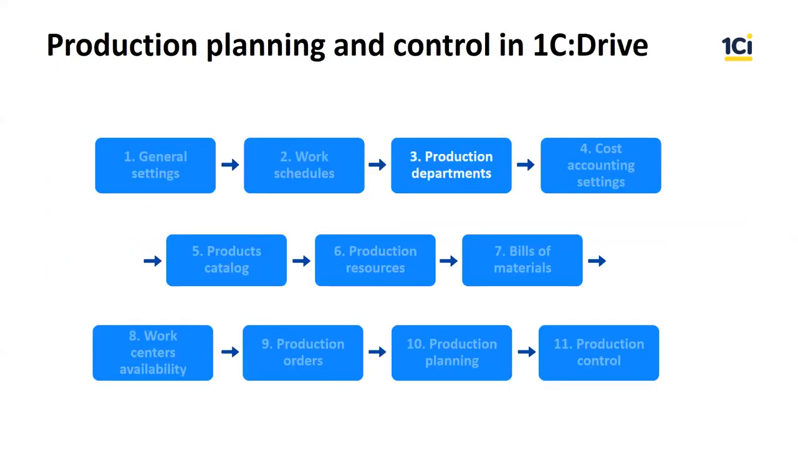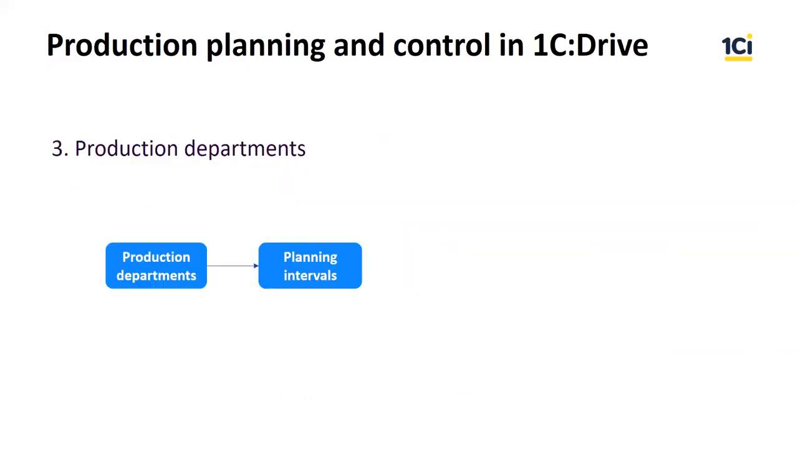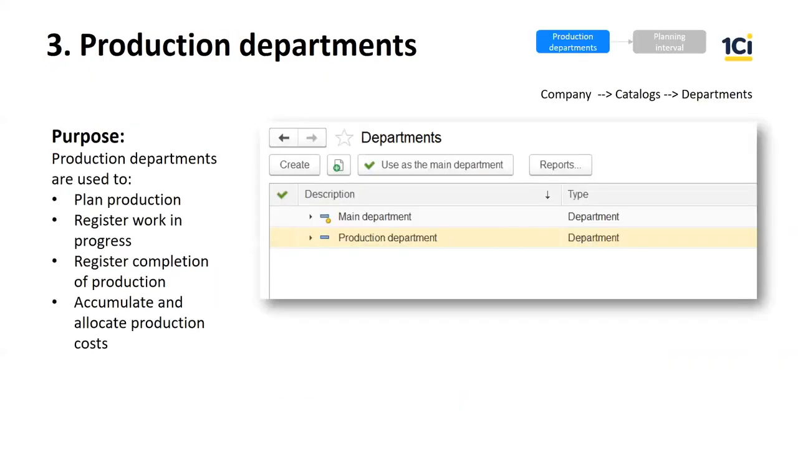Next step is production departments. There are two iterations here. If we talk about production departments in small and growing businesses, one production department is probably enough for your business. But if you grow and you want to split responsibility and resources, you just add another production department, assign it to production resources, and use it in business documents.